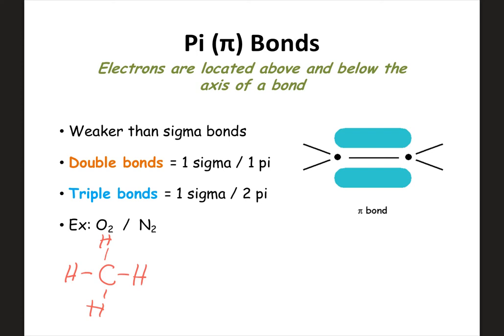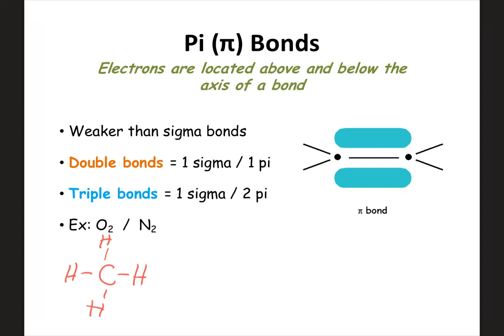Anytime you have a single bond, each of these bonds here is a single covalent bond. That's why they're just showing as a single line. Those would all be sigma bonds. So in this particular picture, this would have 4 sigma bonds. How many pi bonds are there? None. You would not see pi bonds until you get to double or triple bonds.